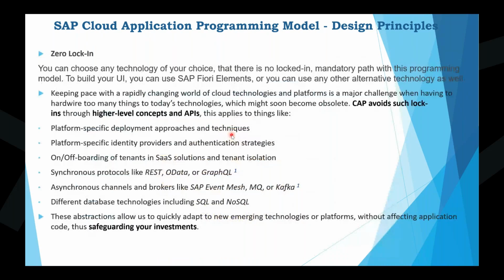Next, zero lock-in. So you can choose a technology of your choice. There is no lock-in that you need to do. For example, let us assume that for an SAP on-premises system, the only technology we can develop in is ABAP. There is a lock. You have to go with ABAP itself, and you can connect to only the HANA database. Whereas with the CAP framework, there is zero lock-in at all. You are free. You pick your own technology, your own DB, your own UI.